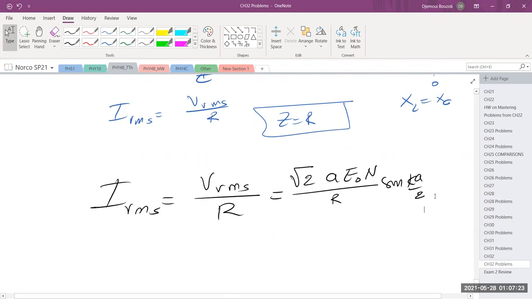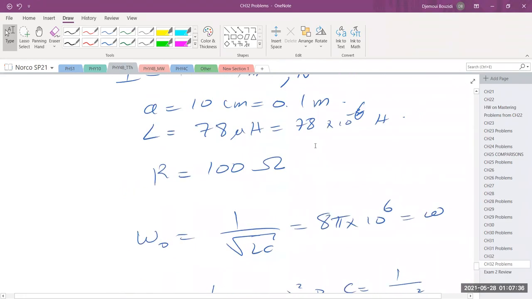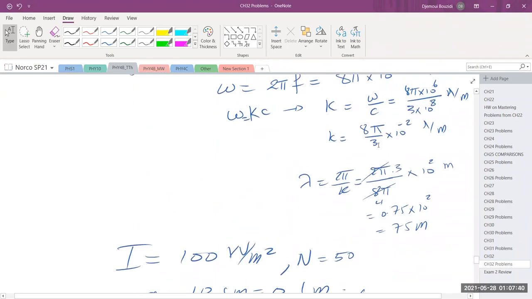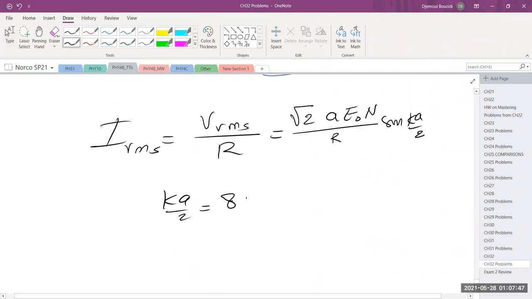Okay, I need to find this KA over 2 before I plug in the numbers, because that's probably going to make a big difference in here. Okay, so KA over 2, remember K is what? We calculated it at some point. Here is K. 8 pi divided by 3 times 10 to the negative 2. So this is 8 pi divided by 3 times 10 to the negative 2. And divided by 2 now, in this expression, times A. And A is 10 to the negative 1, because it's 10 centimeters. So this whole business in here, the 2 cancels the 8. I'll be left with 4 in here. So this is 4 pi divided by 3,000.